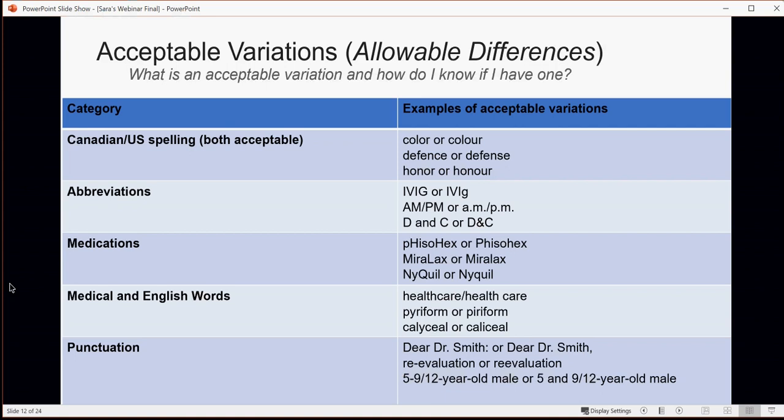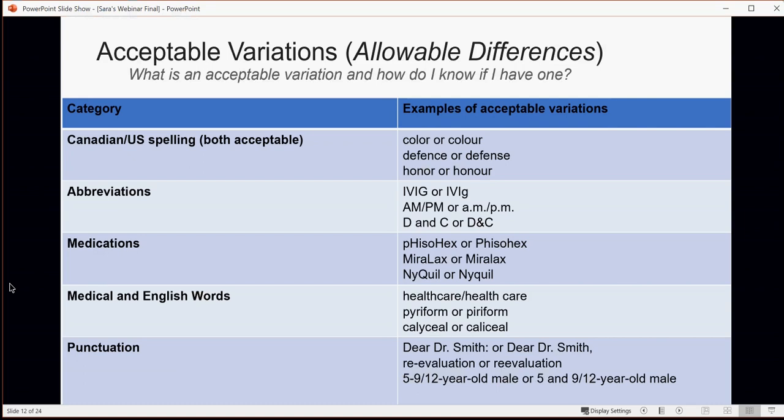What is an acceptable variation and how do I know I have one? I would like to stress that if you receive a report back where a section is highlighted and it's an acceptable variation, this is not an error in the key. Some people get this confused and say, well, no, I typed this correctly, and the key says it's wrong. That's because most often it's an acceptable variation. The key can only show one way. If you selected a different way to do it, it's going to highlight it.